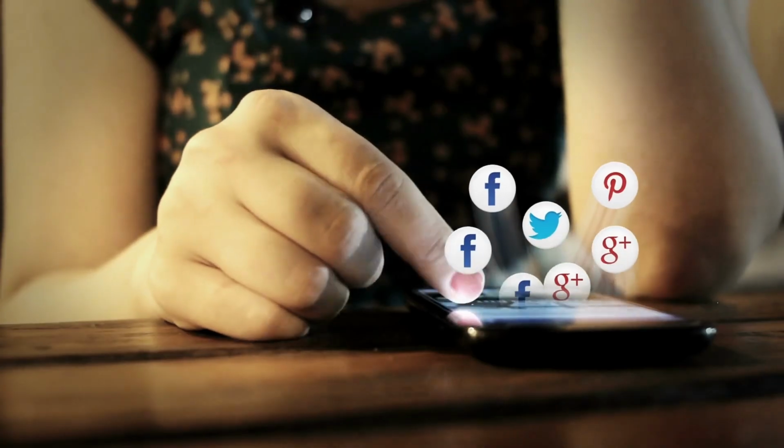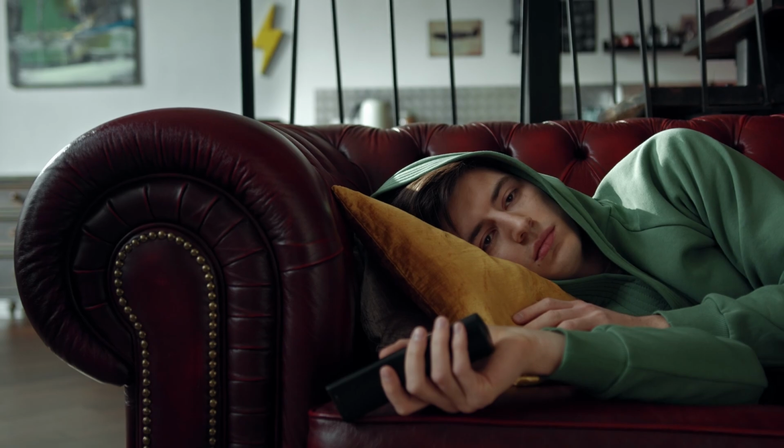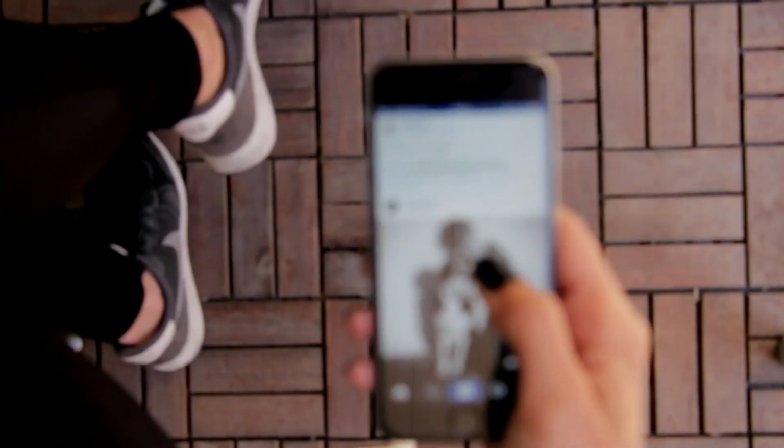Everything about our lives is moving to the digital realm. Our social connections, our work, our entertainment. With a single device in the palm of our hand, we can access the entire world's knowledge in an instant. But in exchange for this convenience, we're asked to pay up with our most valuable resources, our time and attention.